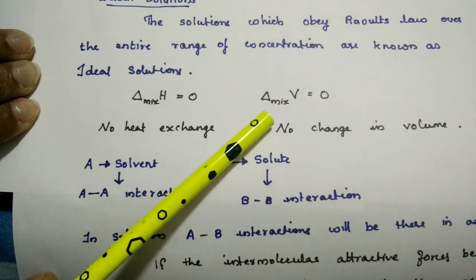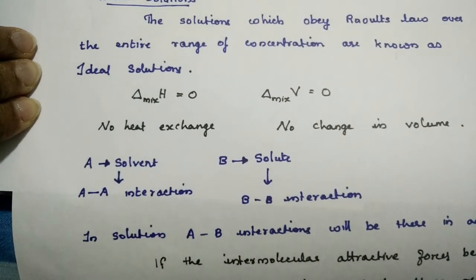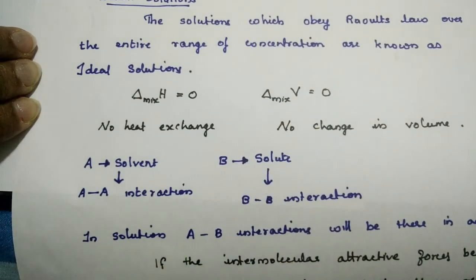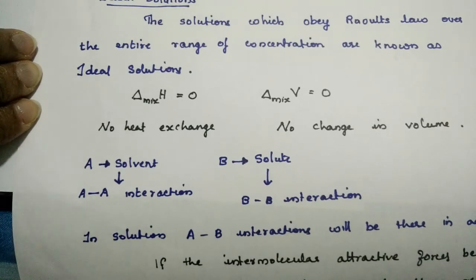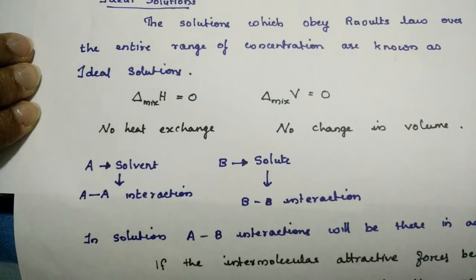Next one is delta V mixing is equal to 0. That means the volume of mixing is also 0. That is, no change in volume takes place when we mix a solvent with a solute to form a solution. That means if you have 10 ml of solvent and 10 ml of solute, and if you mix them together, you are getting 20 ml of solution, that means delta V is equal to 0. That type of solution is called the ideal solution.